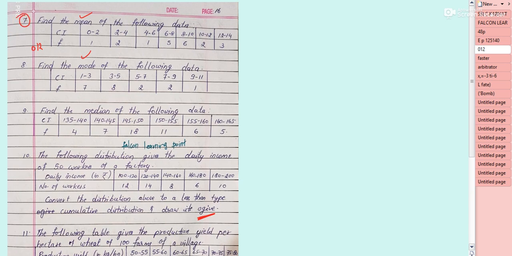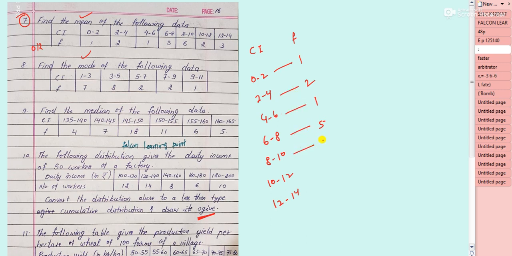First is question number 7. Find the mean of the following data. Okay, so this is CI and frequency. First write the CI: 0 to 2, 2 to 4, 4 to 6, 6 to 8, 8 to 10, 10 to 12, 12 to 14, and frequency 1, 2, 1, 5. Let me arrange so I may not get confused while solving.